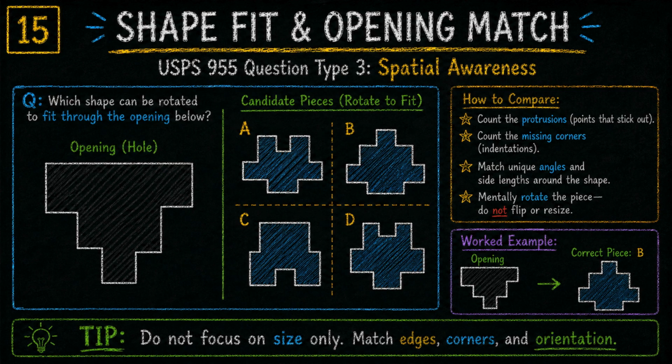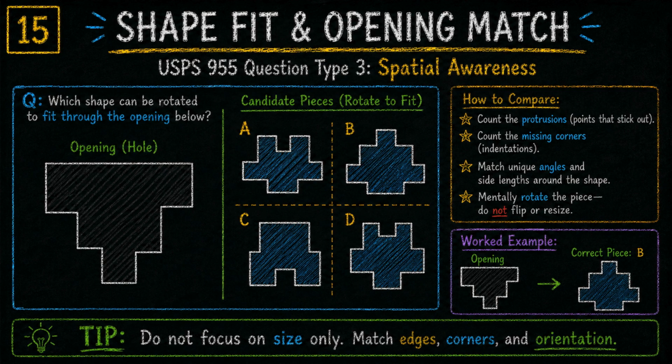Shape fit questions ask whether a piece can fit through an opening. This is not just a size question. It is an outline matching question. You need to compare the full shape. Look at protrusions. These are the parts that stick out. Look at missing corners. Look at indentations. Look at unique angles. Look at side lengths. Then mentally rotate the candidate piece to see if it can match the opening.